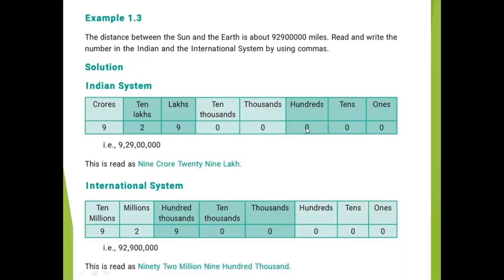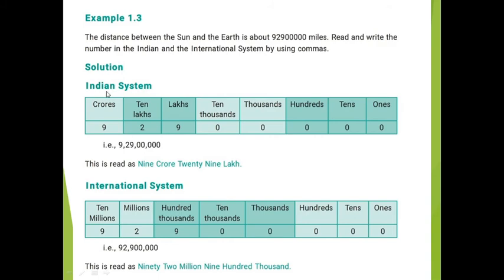So let's discuss this example. The distance between the sun and the earth is about 9290000 miles. Is this the correct way to read this number? No. Now we are going to write this number's name in the Indian system as well as in the international system.